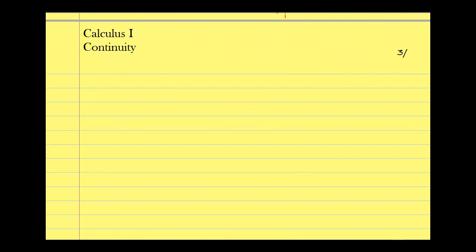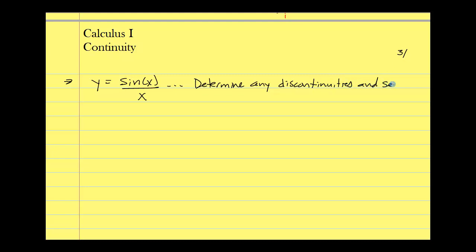Let's go ahead and go back to a very familiar graph and a function by now that we're pretty used to looking at, and that's y equals sine of x over x. We looked at this graph a lot. Now what I would like to do is determine any discontinuities and see if they can be removed.